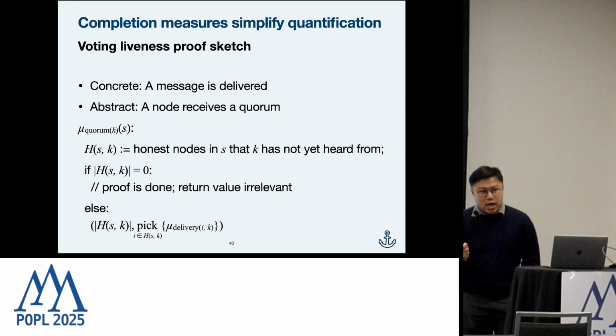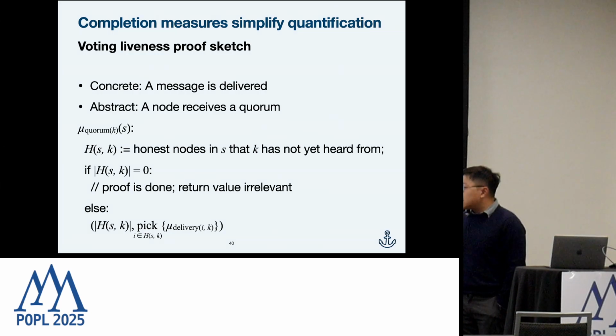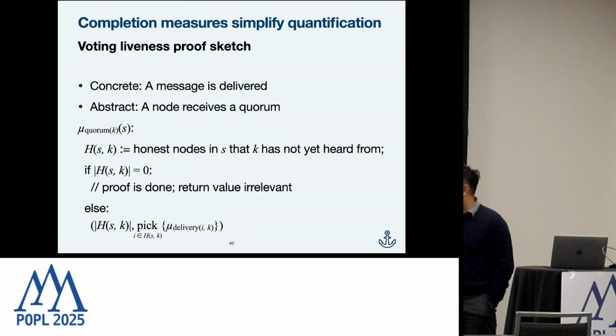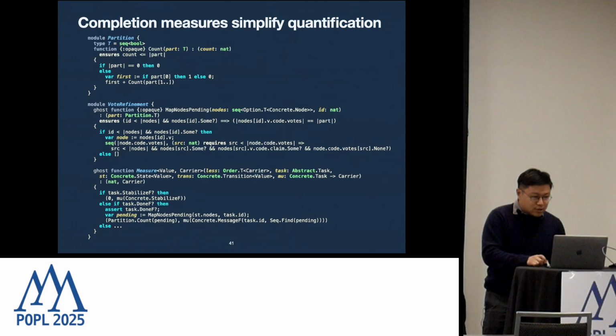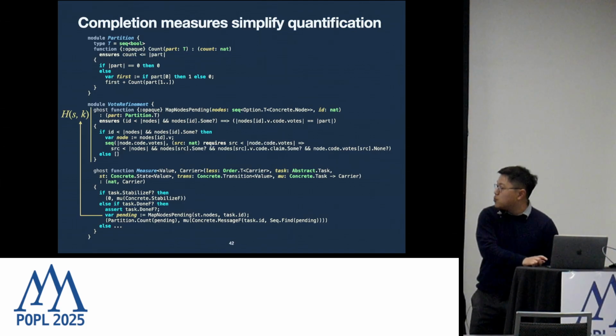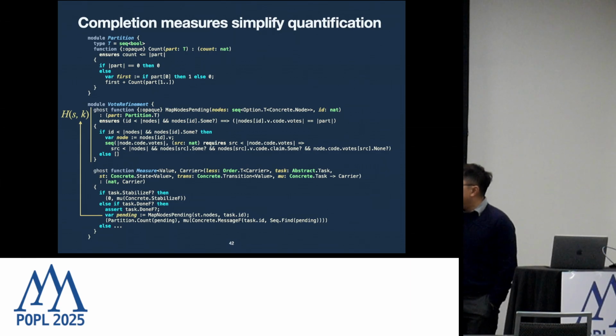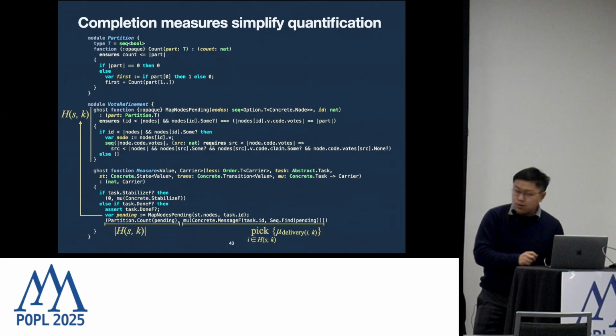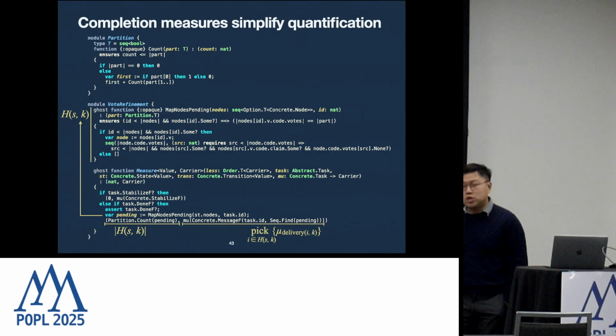Otherwise, we return a pair, and the first element of the pair is the size of h, and the second is the measure for the delivery of a message from node i to node k, where i is picked arbitrarily from h. We can see how this looks in Dafny. So we have some code below here that defines a variable pending. Pending calls this helper function map nodes pending, which I made opaque, and uses that to compute h of s and k. And it returns a partition data structure, which is a special data structure we use to identify subsets of all of the nodes in the system. So once we've computed h of s and k, it's very easy for us to return the measure we want.